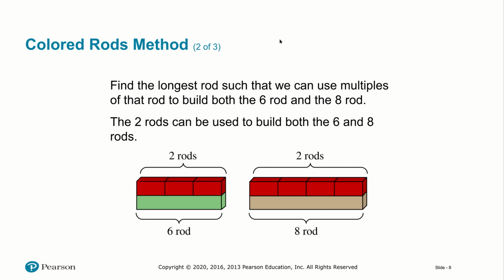For teaching this to younger students, here's a nice method. It's the colored rods method. We want to find the longest rod such that we can use multiples of that rod to build both the 6th rod and the 8th rod, right? So here you can see the longest such rod would be a 2 rod, because 3 of those 2 rods and 4 of those 2 rods here can do the trick. So there's a nice visual way of understanding the greatest common divisor.